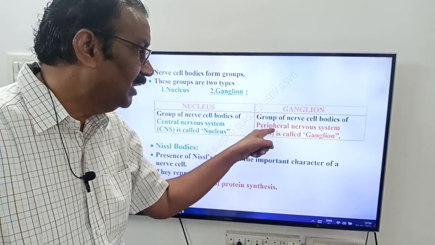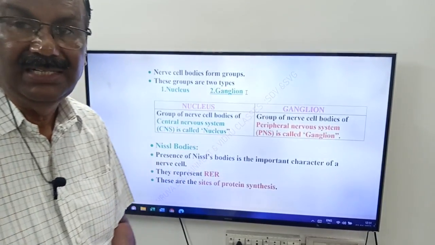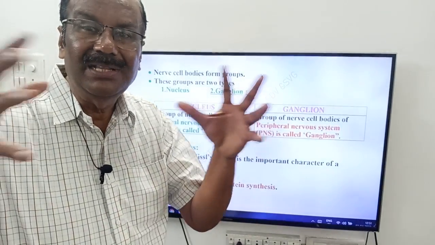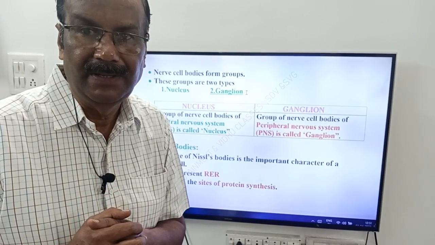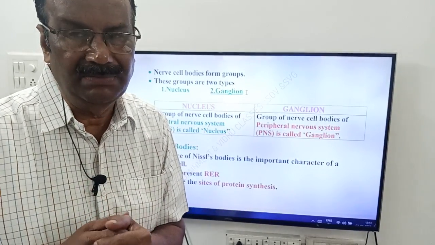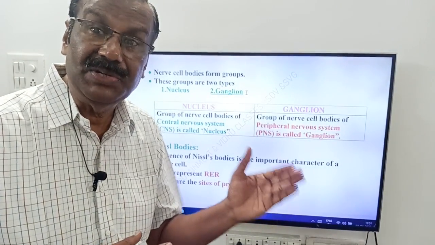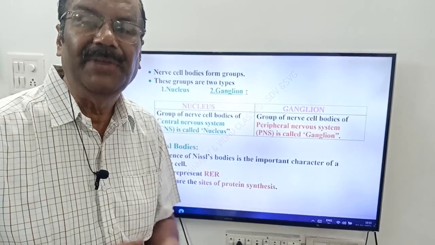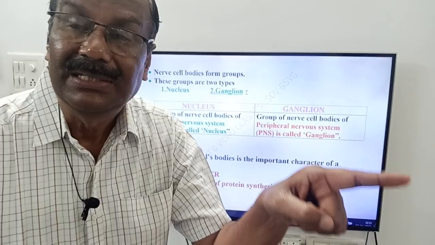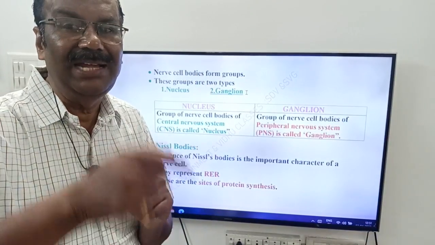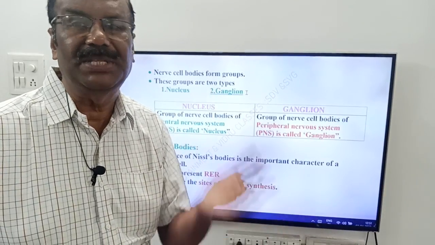Whereas a group of nerve cell bodies which are present in the peripheral nervous system is called as ganglion. Friends, what is ganglion? These are the group of nerve cell bodies which are present in the peripheral nervous system, that is sympathetic and parasympathetic nervous system. Whereas a group of nerve cell bodies in the central nervous system, that is brain and spinal cord, you may call it as nucleus. Don't call it as ganglion friends. Ganglion is present in the peripheral nervous system, that is in the sympathetic and parasympathetic nervous system.